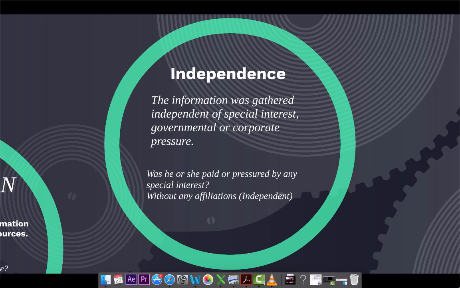Independence. And sometimes when the writer is writing a story about some organization, at least they should mention, oh, I was working at this organization 10 years back or something like that, so that the audience understands that there is some kind of openness about this particular author. So that is important, independence.